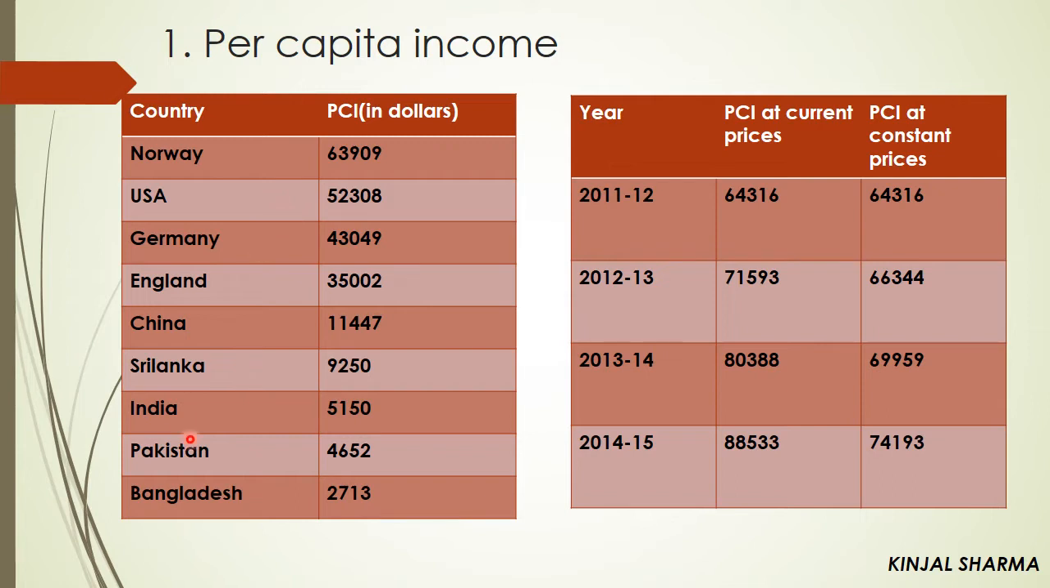And if we compare India's per capita income with developing countries like China, then also it is less, because China's is 11,447.